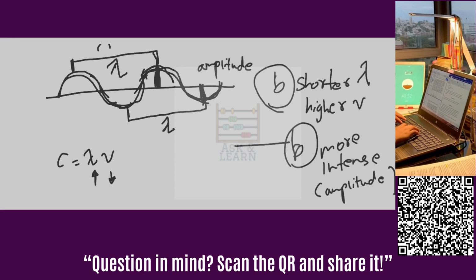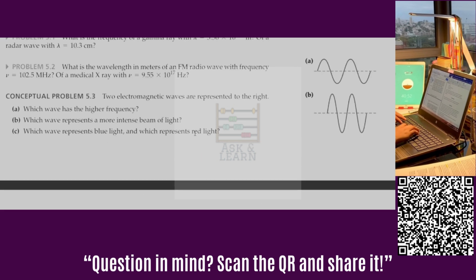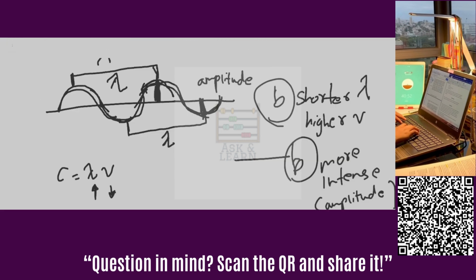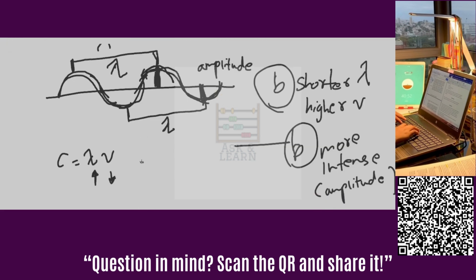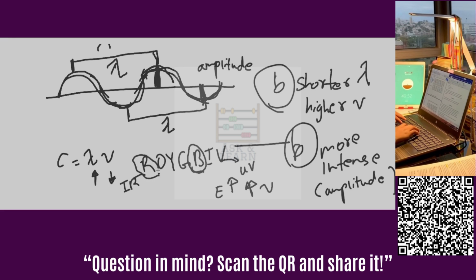Let's talk about C. C asks which one is blue light and which one is red light. To know red versus blue, you have to remember the colors of the rainbow, ROYGBIV. I'll tell you a little shortcut. Before the red is something called infrared. After the violet is something called UV. And we all know that UV is high energy, right? Because we're afraid of UV rays, we need to wear sunscreen and stuff. High energy rays are also known as high frequency rays. So that means blue has a higher frequency than the red light. Red has a lower frequency.